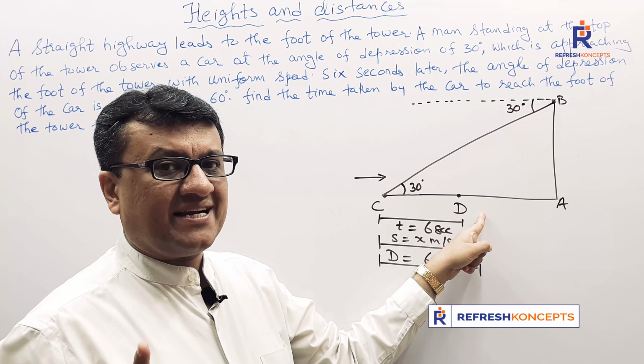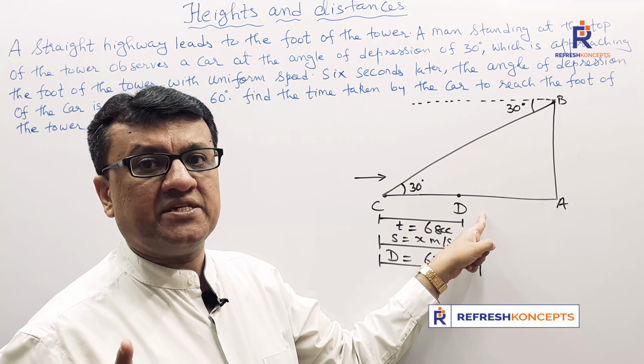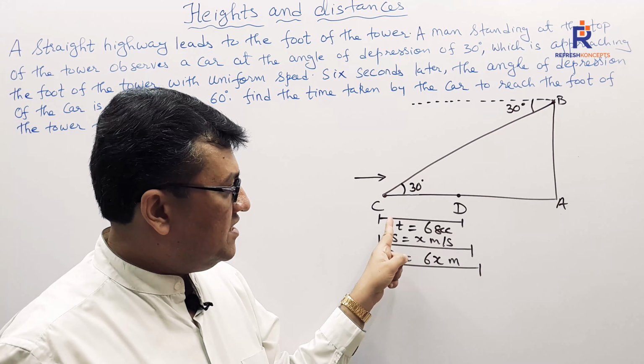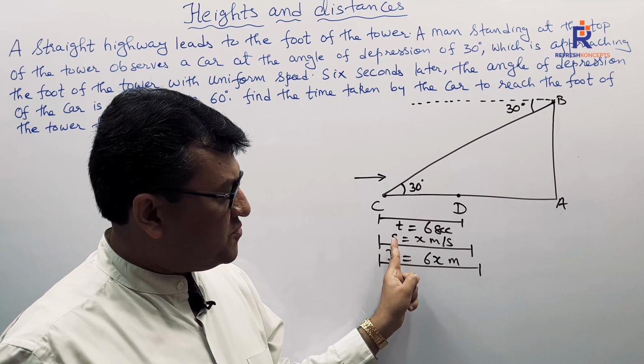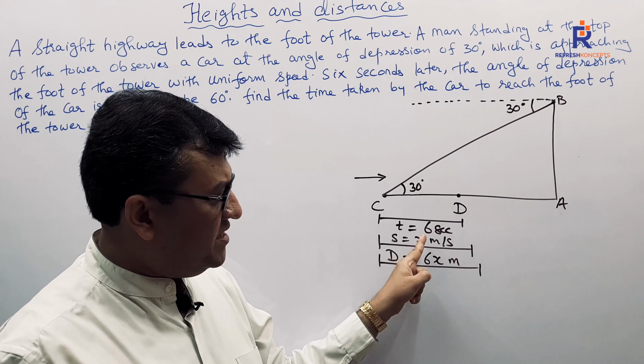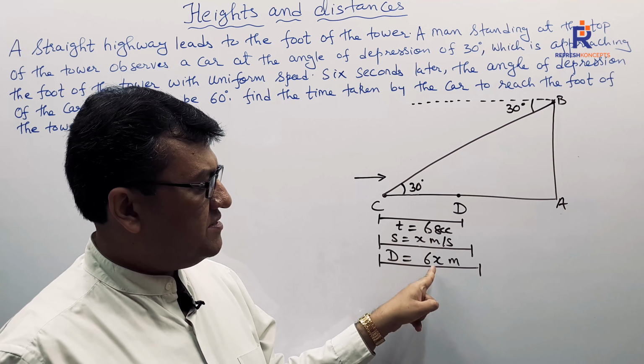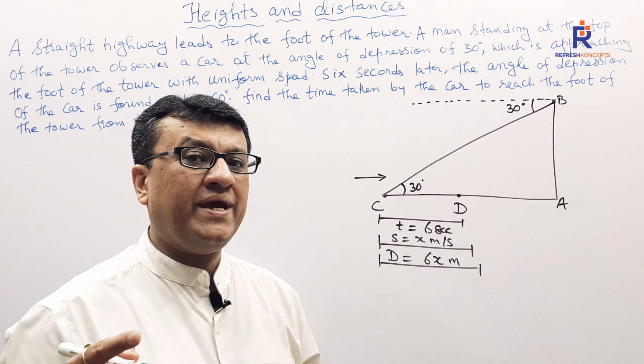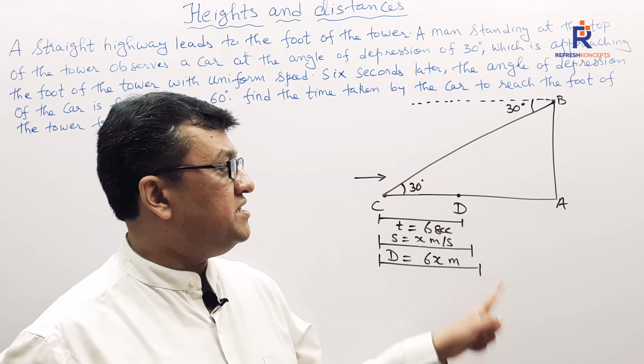We say let the car have a uniform velocity of x meters per second. So the time frame is 6 seconds, speed is x meters per second, and distance is speed into time, 6x meter. Now where has the car reached? The car has reached point D.